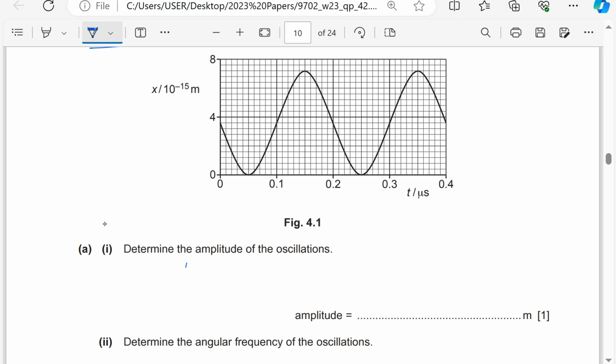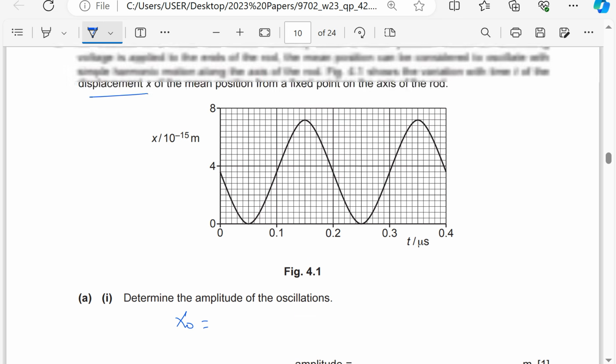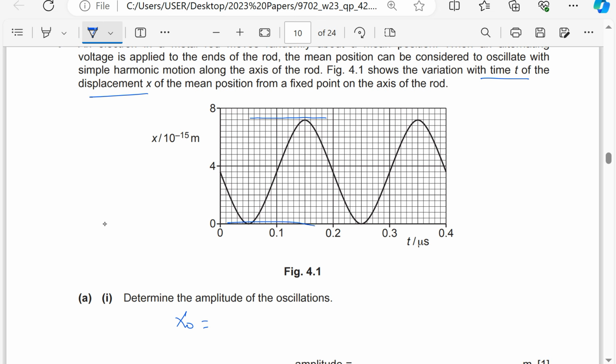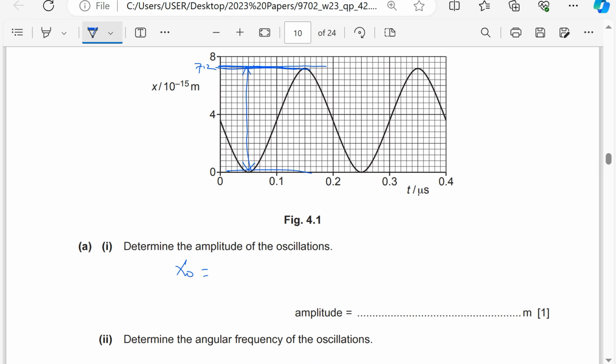So since this is oscillation, x naught is going to be equal to, so we get the peak to peak. So the peak to peak is this distance here. The scale is 4 divided by 10, which is 0.4. So this is 7.2. So the peak to peak is going to be 7.2 times 10 to the power of minus 15. Then we divide it by 2 to get just the maximum displacement from equilibrium, which is going to be, I think that is 3.6 times 10 to the power of minus 15.